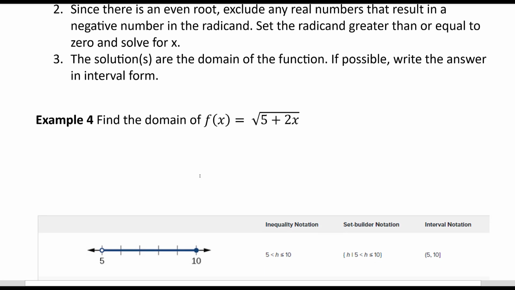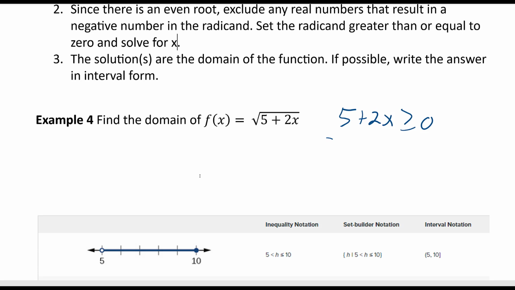So we have 5 plus 2x needs to be greater than or equal to 0. So this is a square root, so it would be a 2 there by default. If it was a 2, 4, 6, 8, whatever, we have to do this. If it was an odd index, then it doesn't matter, in that case you can have a negative.